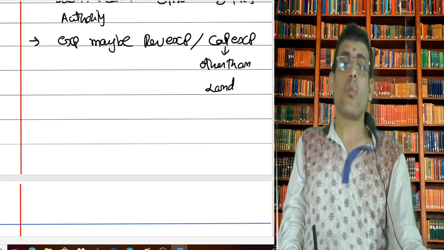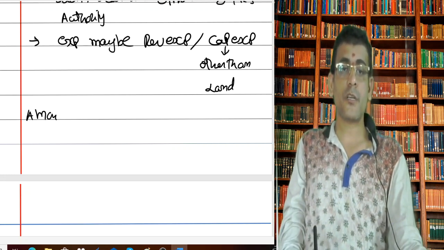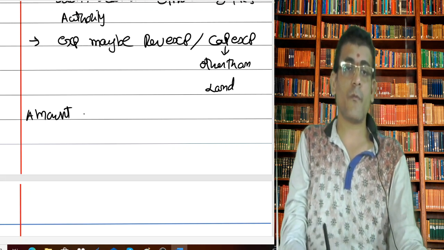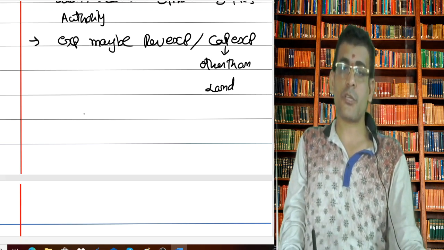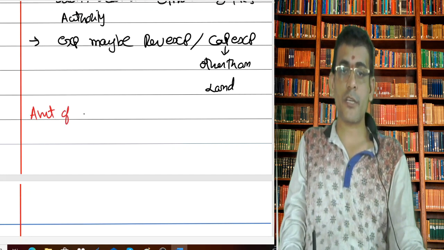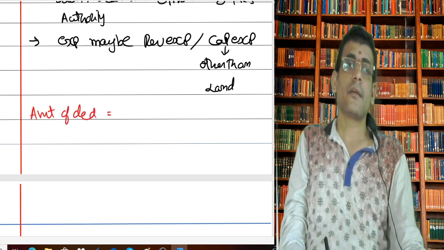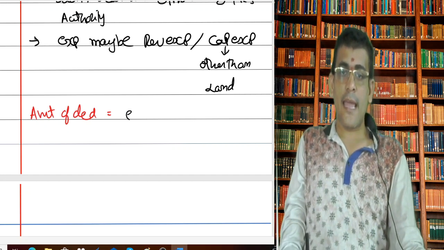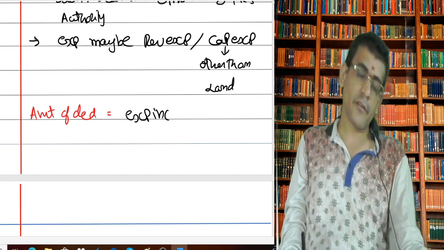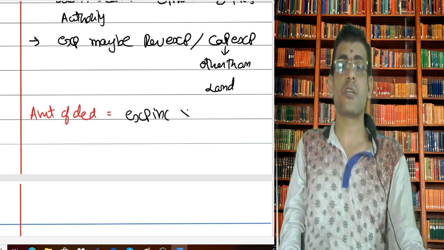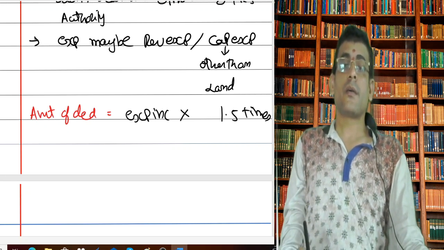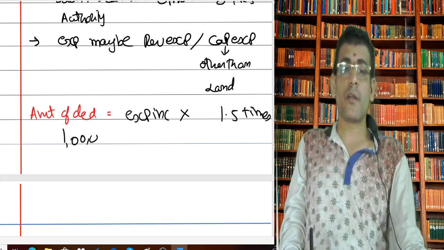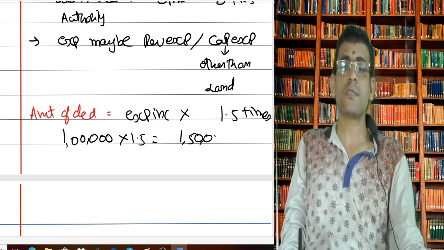Let us try to understand what is the amount of deduction you can take. It's not like your revenue and capital expenditure. Here the Act says that in case of in-house research, expenditure incurred, whether it is revenue or capital, is multiplied by 1.5. Say you had incurred 1 lakh rupees towards your in-house research. Then 1 lakh into 1.5 is 1,50,000 rupees. You can take that as deduction.